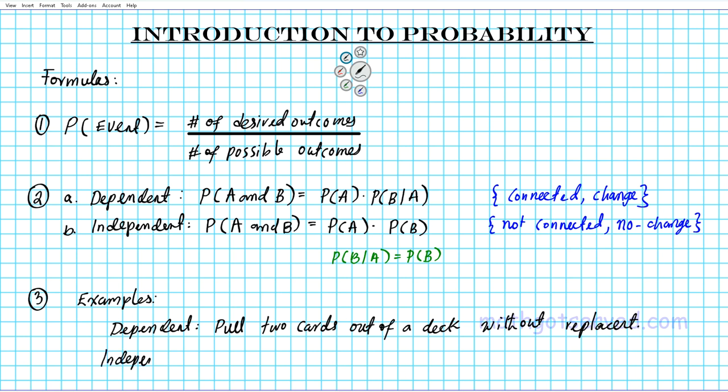How about independent? An example of an independent event involves no changes in sample space. For example, if you flip a coin and toss a fair die, these two events are independent because the coin has nothing to do with the die. It doesn't change the possible outcomes of getting a particular number on the die in any shape, form, or fashion. So these are just examples of dependent and independent events.